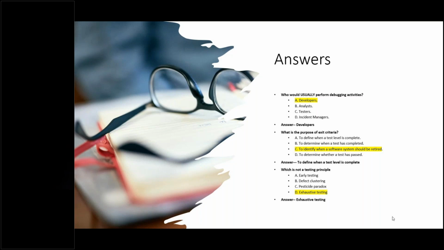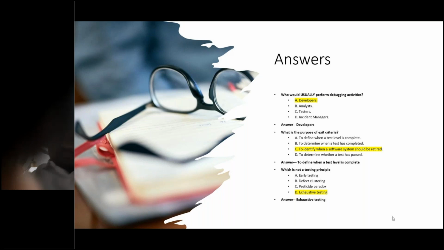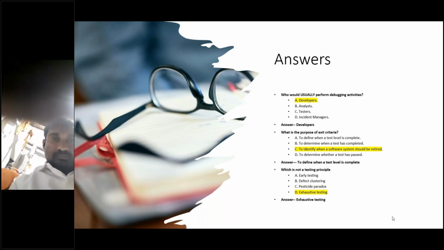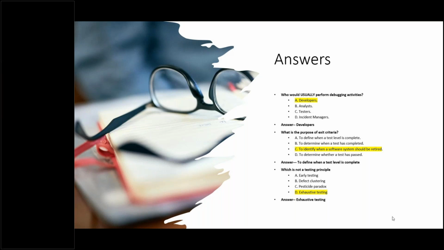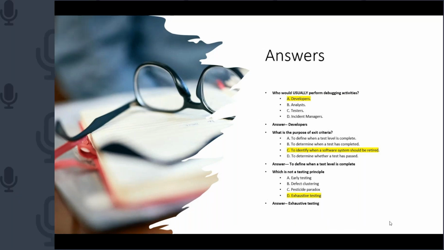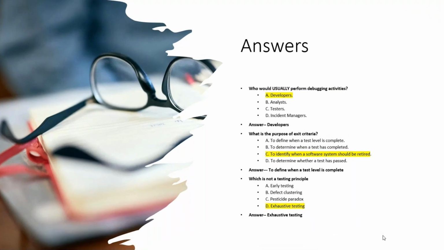Okay, and what is the purpose of exit criteria? To identify when the software system should be retired. So when it has to be retired is the purpose of exit criteria. And what is not a testing principle? We say exhaustive testing is impossible. You cannot keep on testing for 10,000 scenarios all the time, right? So exhaustive testing is not a testing principle. It would be ideal, but that is not possible.